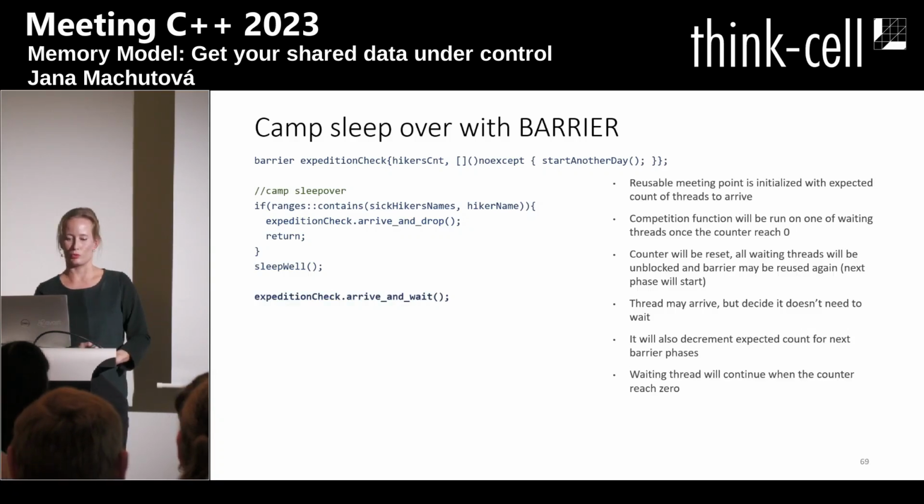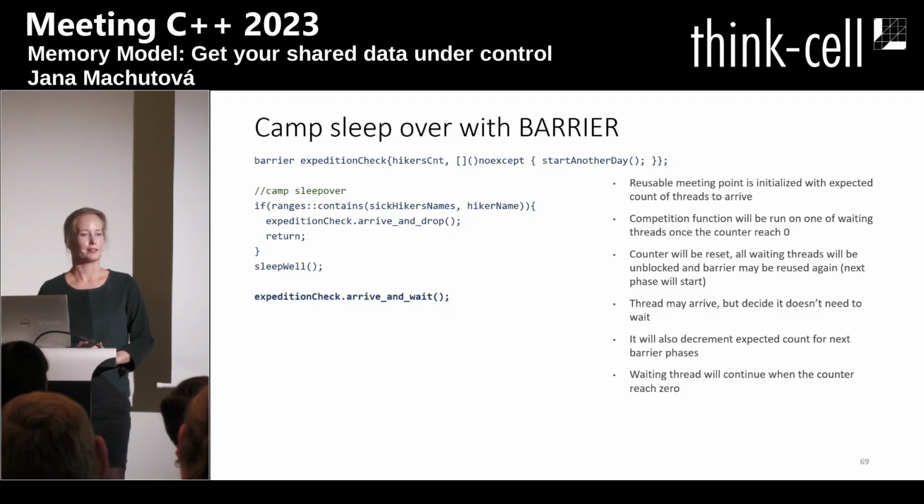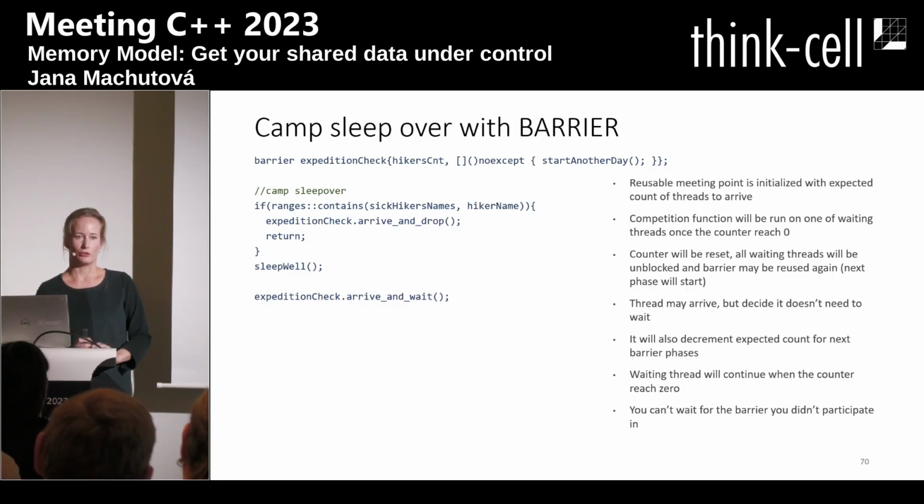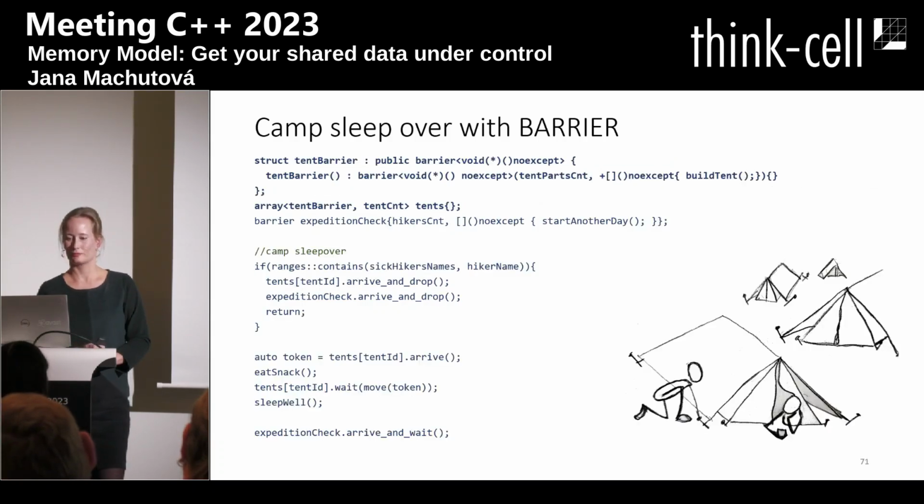And those who want to wait will just arrive to camp and wait for everyone to gather, and after that one of them will start another day. What is important and different from latch, you can't wait for a barrier you didn't participate in. In latch, you can just say wait, and you didn't need to decrement. In barrier, it's not possible, and it's good to know. You need to arrive to be able to wait.